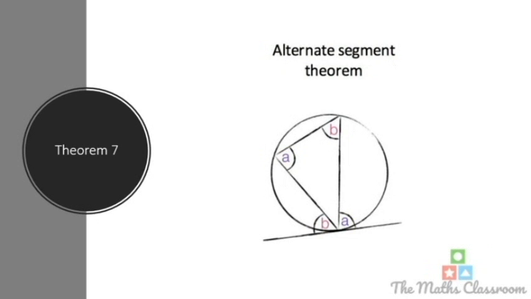The final circle theorem is the only circle theorem that has a name. It is known as the alternate segment theorem. According to this theorem, the angle between a tangent and a chord is equal to the angle in the alternate segment. Now that we have seen all of the theorems, we can have a go at a question.